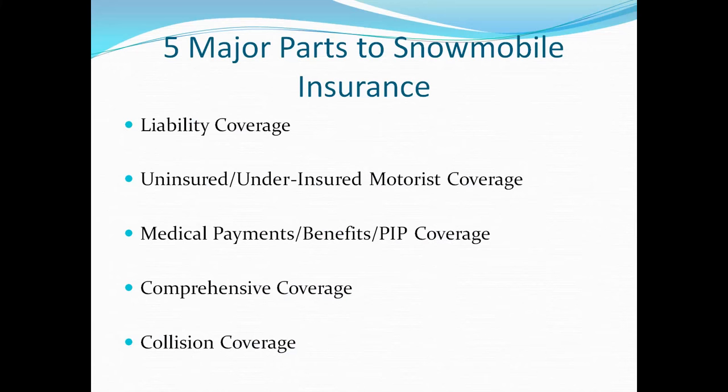There are 5 major parts to snowmobile insurance, and they are the same 5 components as what you would see in an auto insurance policy. They are liability coverage, uninsured and underinsured motorist coverage, medical payments coverage, comprehensive coverage, and collision coverage. We're going to go over each one.